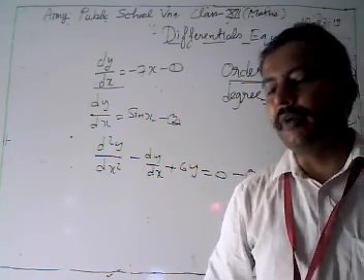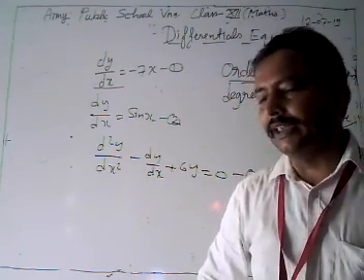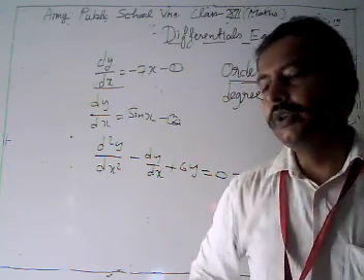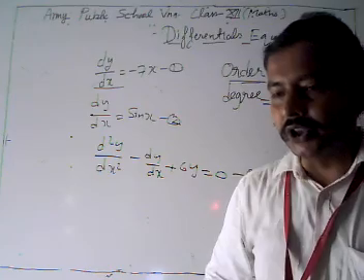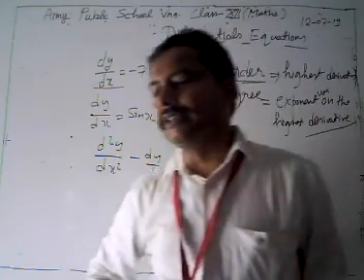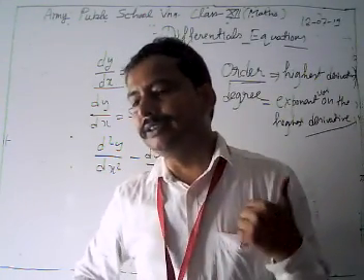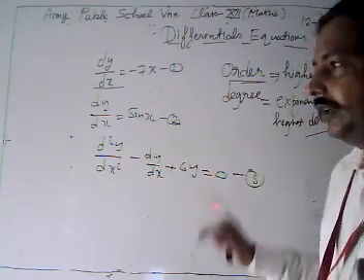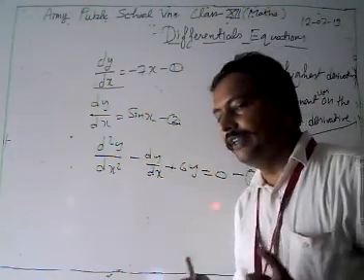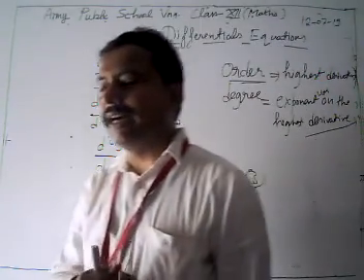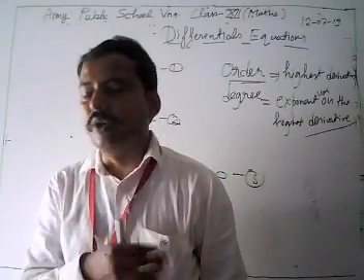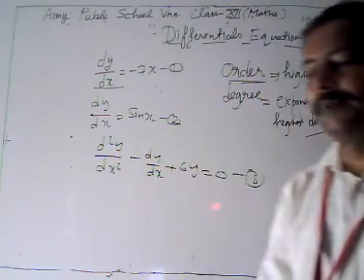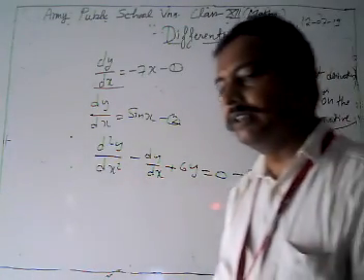If we have d3y/dx3 plus d2y/dx2 plus dy/dx plus y equal to 0, then in this equation the highest order is 3. Then the order is 3. But to check its degree, we have to check the exponent of the highest order derivative. The numerical value of this exponent represents the degree of the equation.